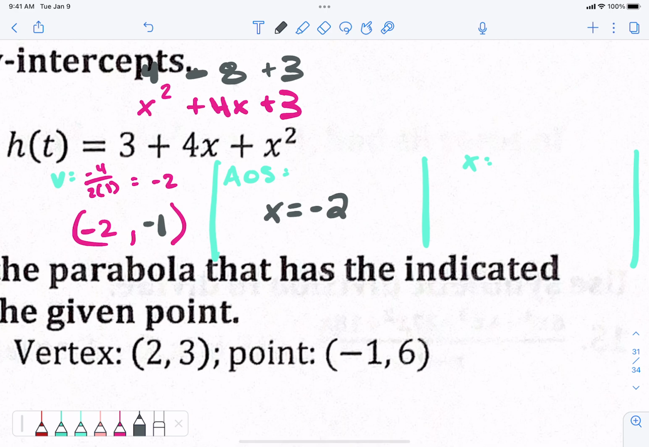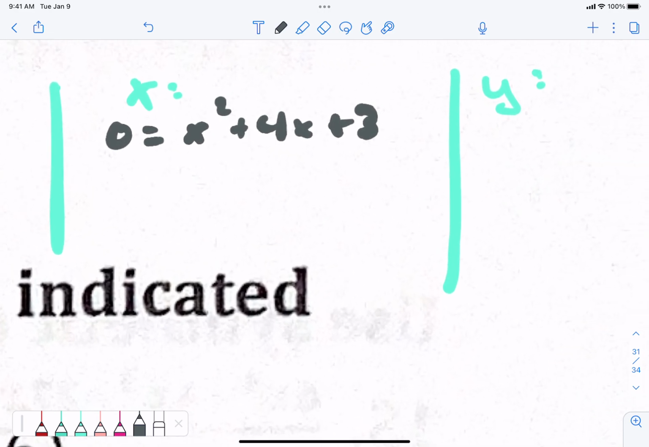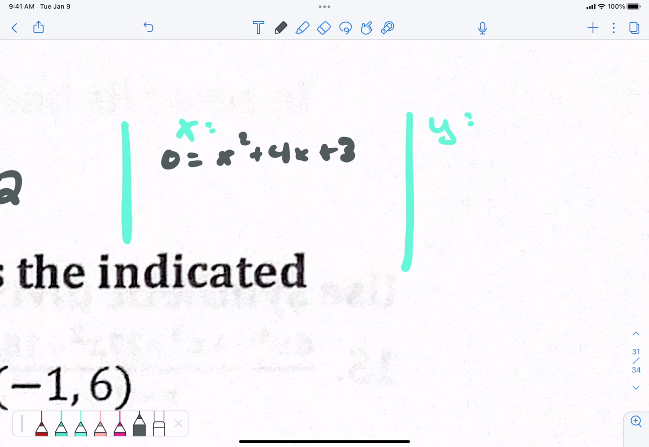-2. It's always going to go through the x-coordinates. Okay, 0 equals x squared plus 4x plus 3. Simple trinomial, multiply to get 3, add to get 4. Why do we set it equal to 0? Because for an x-intercept, the y-coordinate is 0. For a y-intercept, the x-coordinate is 0.